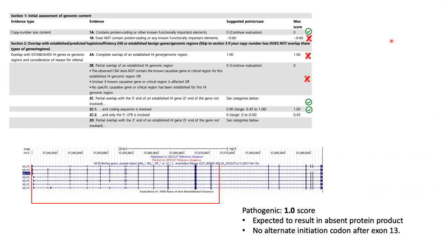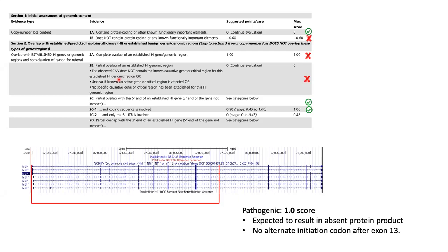So here, you have a copy number loss. Does it contain protein coding genes? Yes. Does it not contain protein coding genes? We know it does. So we go to the next and continue the evaluation. Is it a deletion of the entire gene? No, it's not a deletion of the entire gene. And then, is there a partial overlap with a known disease coding gene? And the answer is yes. So we will continue to the next step.